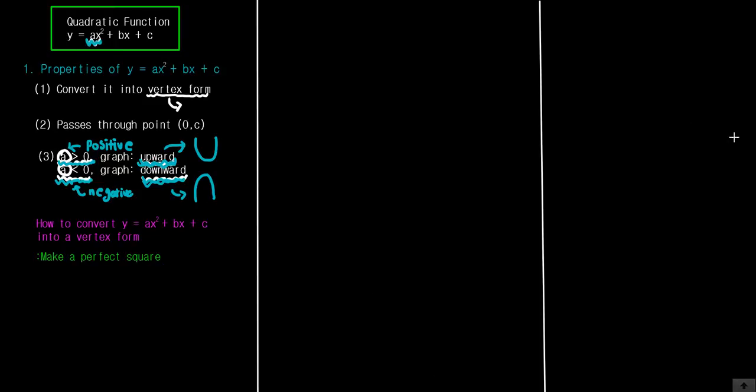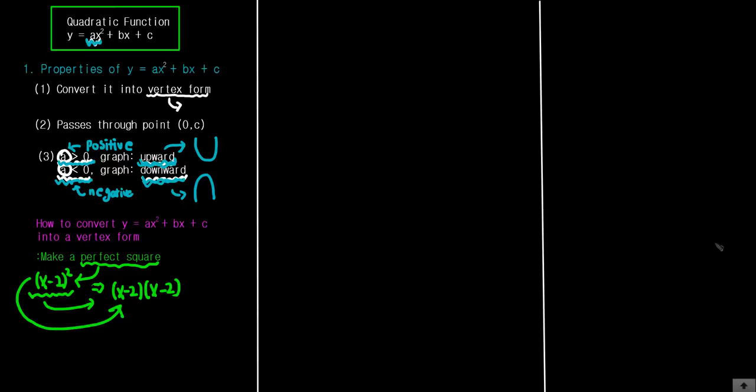y is equal to ax squared plus bx plus c. What is meant by a perfect square is, let's say, x minus 2 squared. This is a main example of a perfect square. A perfect square means we are multiplying exactly the same terms together two times. If we expand this one, it will be x minus 2 times x minus 2, and this is just a simple way of writing it.